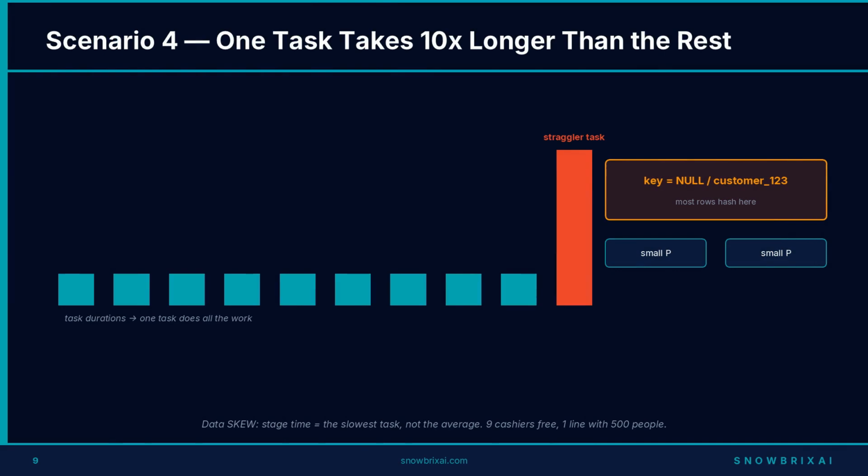Here is the scenario that separates the seniors. They tell you one task takes 10 times longer than all the rest. That is data skew. One key, often a null or a single mega customer, holds most of the rows. After a shuffle, that key lands in one giant partition. So one task does all the work while the others sit idle. Picture 9 cashiers standing free and one line with 500 people. The total time is the slowest line, not the average. That is the whole point. Stage time equals the slowest task, never the average.